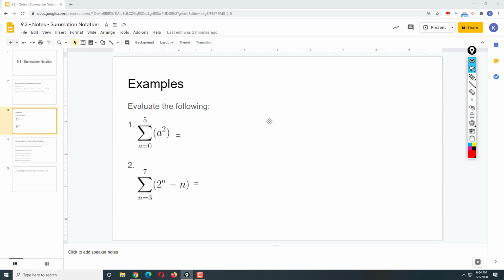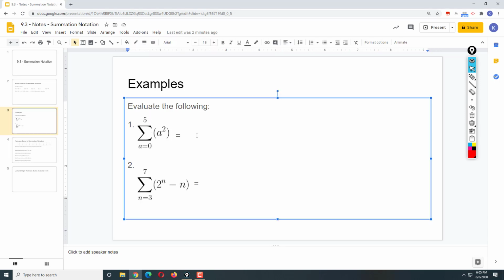Example 1. We want to evaluate, so calculate the following. We want the sum from a equals 0 to 5 of a squared. Well, that means we're looking for 0 squared plus 1 squared plus 2 squared and so forth, plus 3 squared plus 4 squared plus 5 squared. So that's 0 plus 1 plus 4 plus 9 plus 16 plus 25, which is 55.